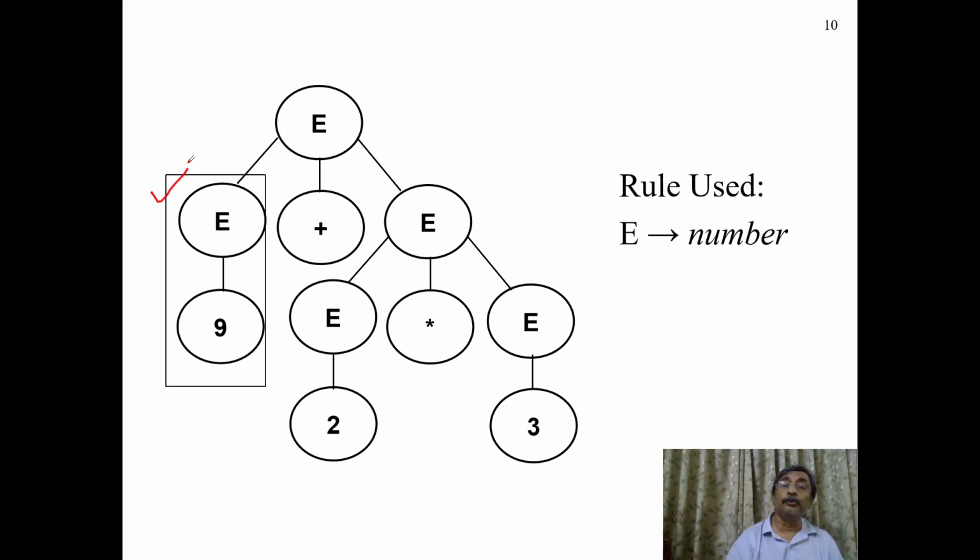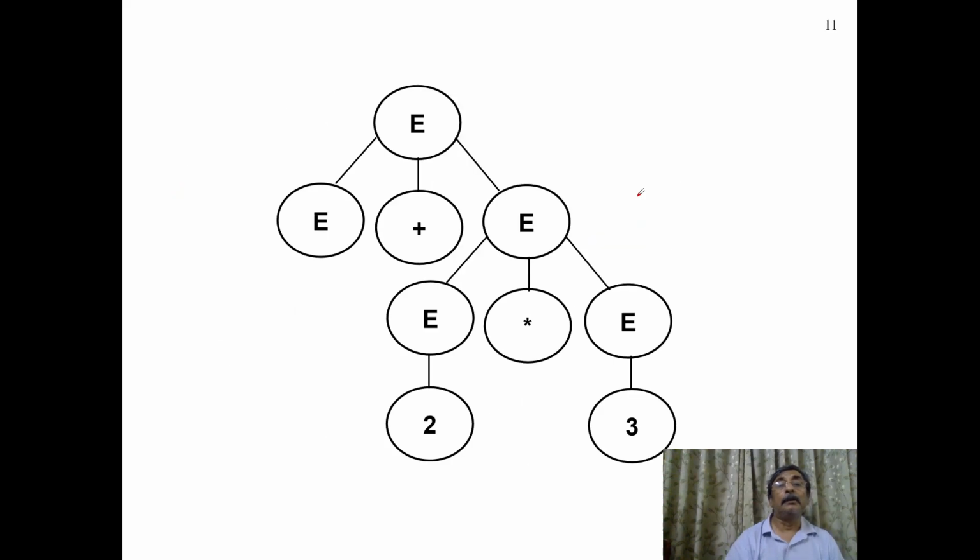Now, what was the rule that was used? The rule that was used is E produces number, and the number was 9, and therefore this E produces this number. This is reduced. The parse tree is also reduced, and the resultant parse tree looks like the parse tree that I'm showing now. But remember that we are now evaluating the particular expression.